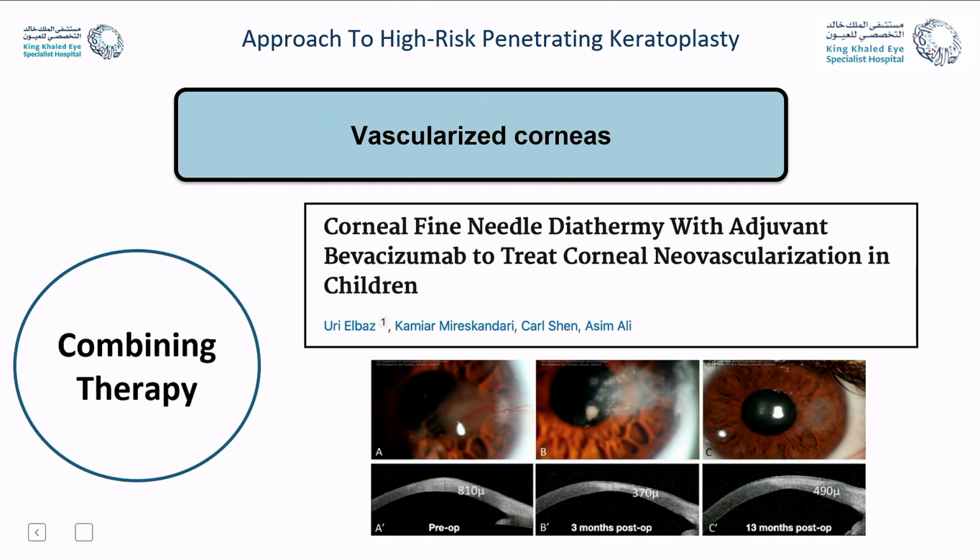Another study combined fine needle diathermy with adjuvant bevacizumab, the anti-VEGF, to treat corneal neovascularization related to herpes simplex in children, and the success rate was also encouraging. The series showed resolution of scarring and vascularization in these patients.